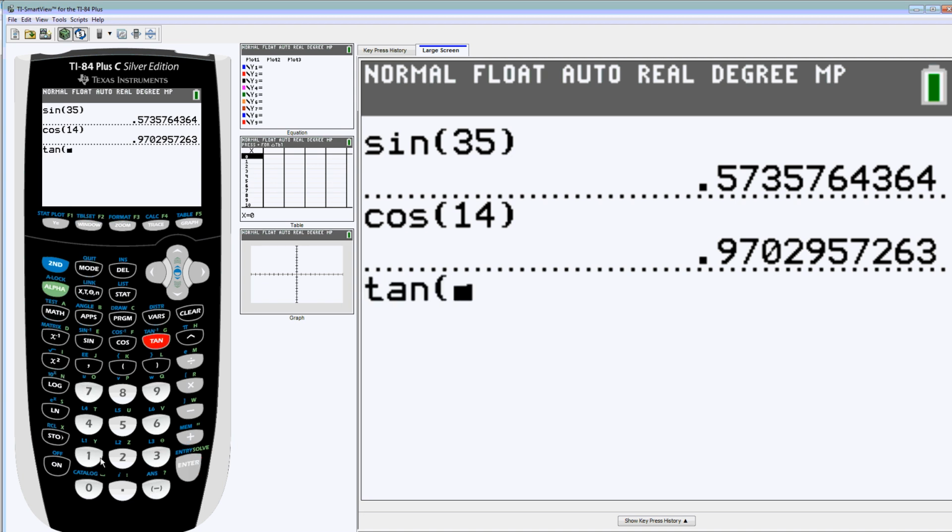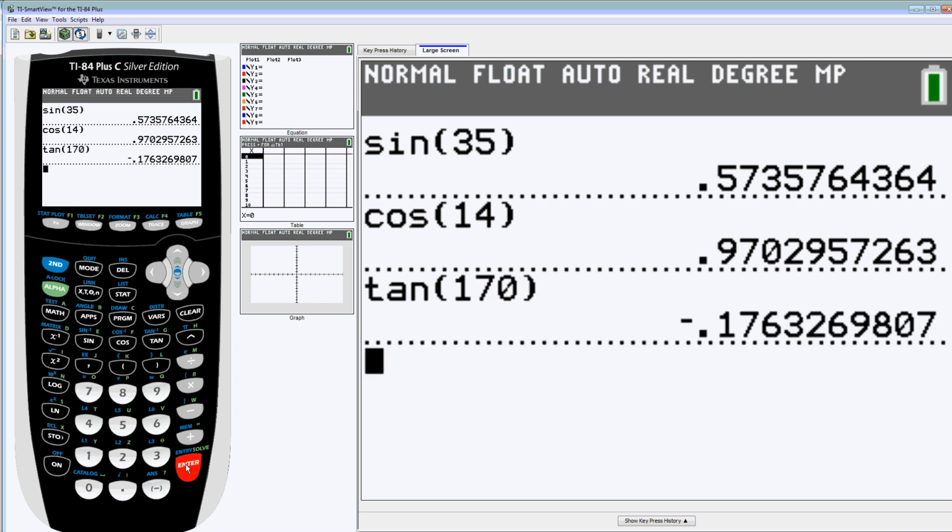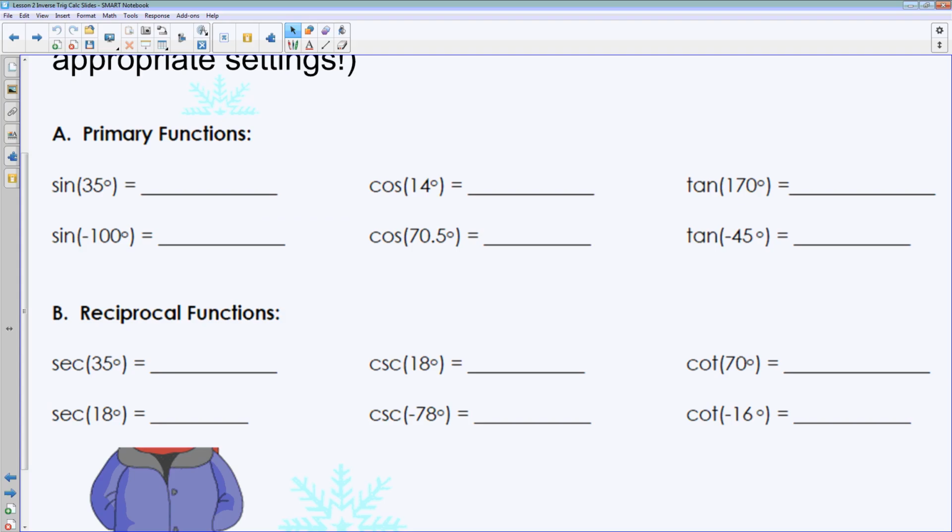So 170 is what we're plugging in. Okay, and we get negative 0.176. All right, so there's a few more examples that you can try on your own on the note sheet. Let me just take a moment and fill in the ones that I've done for you, and then I will fill in the answers. So feel free to just be trying those on your own, and I will also show you how easy it is on Desmos to do those basic trig functions as well.